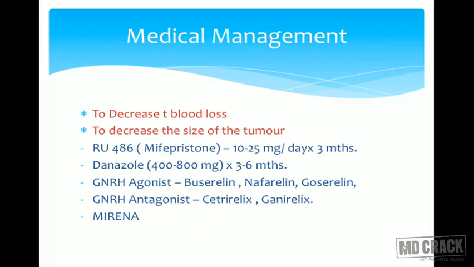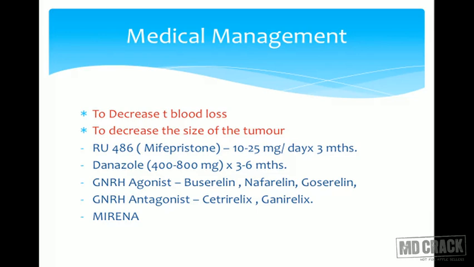Medical management, the main aim or purpose of medical management is to decrease the blood loss. Till we are planning for a surgery in that particular patient, we want her to have decreased blood loss, and we want to build her hemoglobin to make her fit for the surgery. So during that time, we can put this patient on medical therapy, and this will cause a decrease in blood loss and thus help us build her hemoglobin.